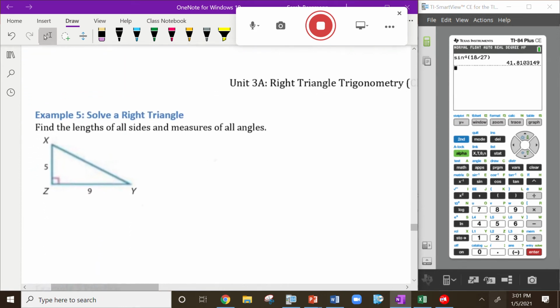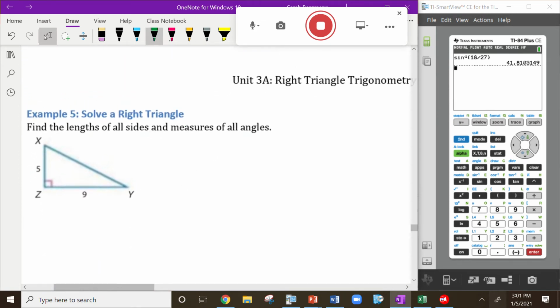Now let's talk about solving a right triangle. Solving a right triangle means to find the lengths of all side measures and all angle measures. So whenever you see a problem that asks you to solve the right triangle, it means find all the side lengths and all the angle measures. This looks like a problem that we did before, so we should be able to find angle X or angle Y. I also have to find the missing side this time.